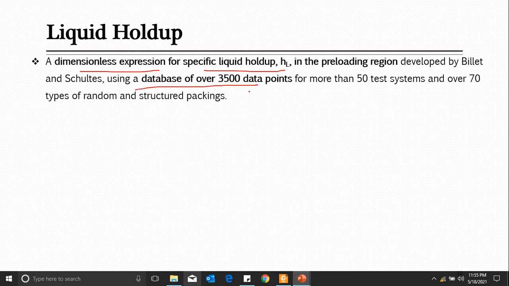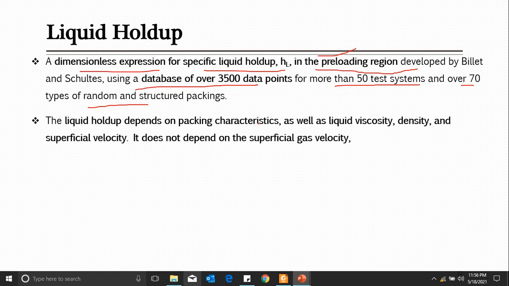As you have seen for all of these curves, there were some points, the dots, which are data points. They developed the expression for the preloading region, like Bellet and his colleagues. They developed the dimensionless expression for the liquid holdup in the preloading region after analyzing some 3500 data points for 50 different test systems and 70 types of random and structured packing.